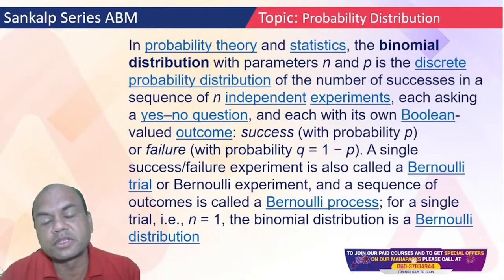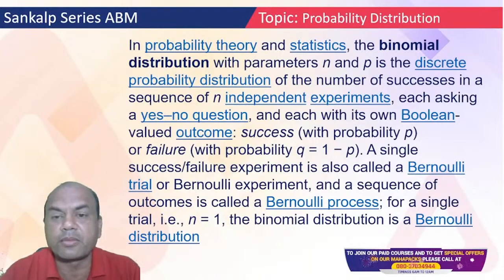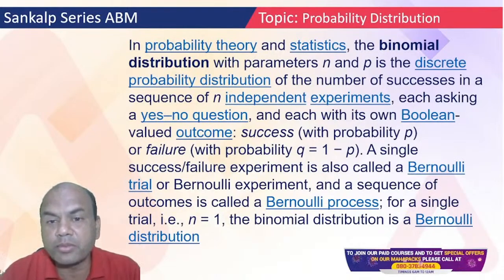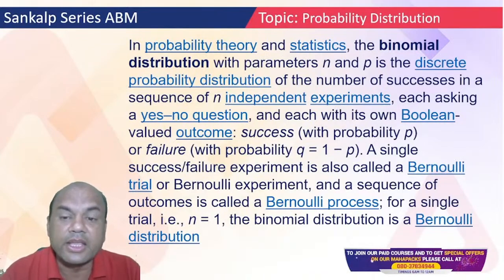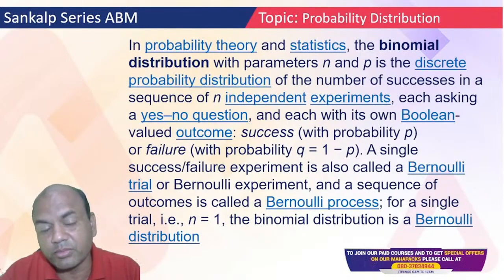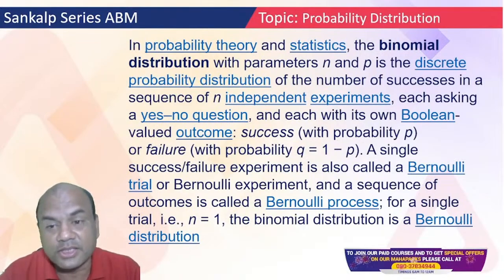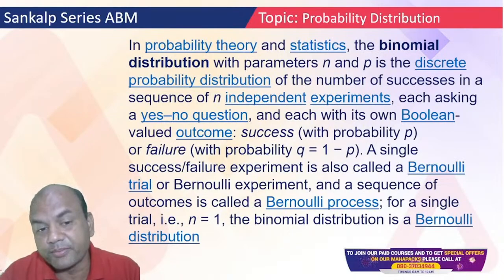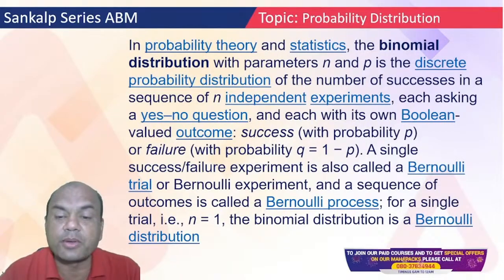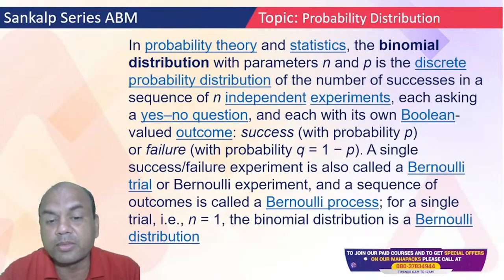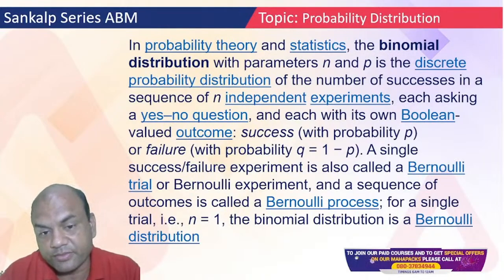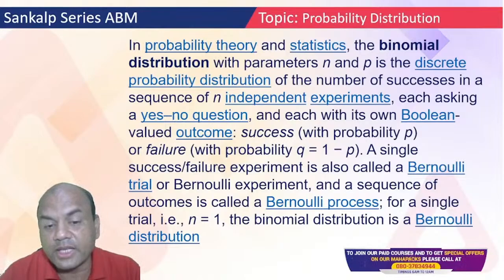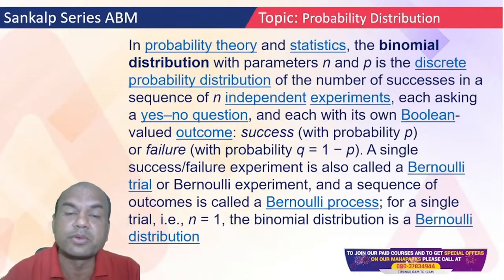In probability distribution theory and statistics, the binomial distribution with parameters n and p is the discrete probability distribution of the number of successes in a sequence of n independent experiments, each asking a yes/no question and each with its own Boolean valued outcome. My God, such a big definition, isn't it? Success P and failure Q, 1 minus P. A single success or failure experiment is called a Bernoulli experiment, and a sequence of outcomes is called a Bernoulli process. For a single trial, that is n equal to 1, the binomial distribution is the Bernoulli distribution.